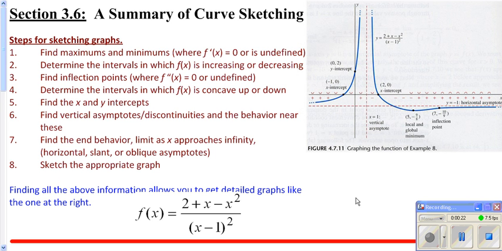It's increasing when your first derivative is positive. It's decreasing when your first derivative is negative. You want to find your inflection points, and they'll occur when your second derivative is 0 or undefined. You want to go ahead and find the intervals in which it's concave up or concave down.